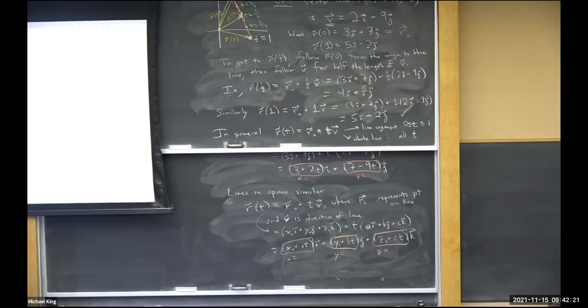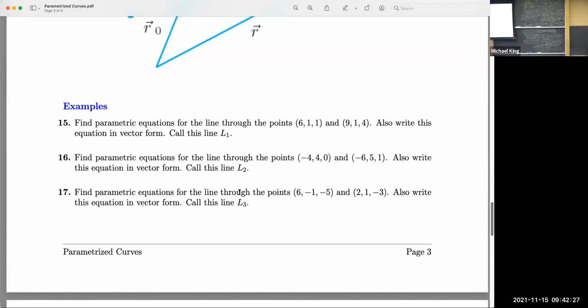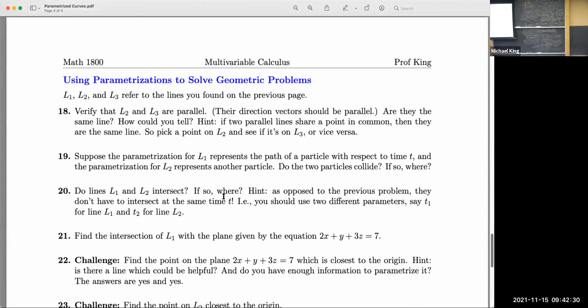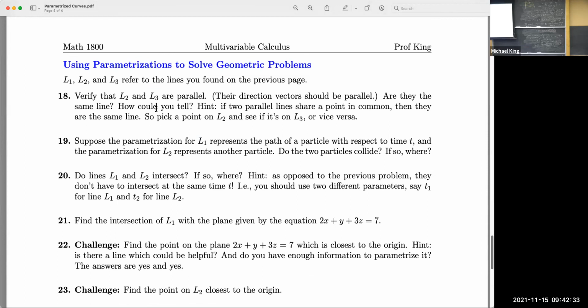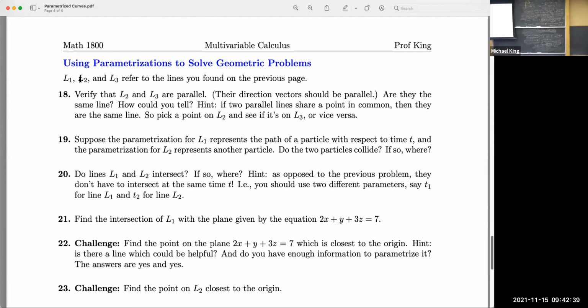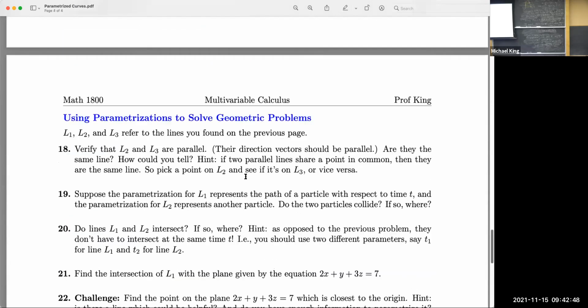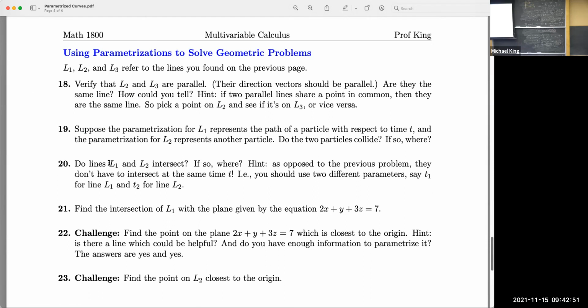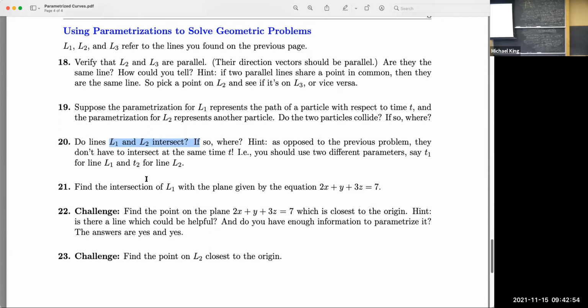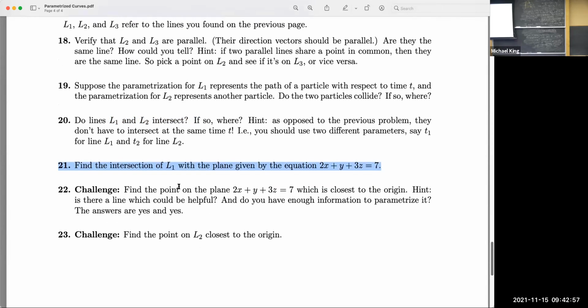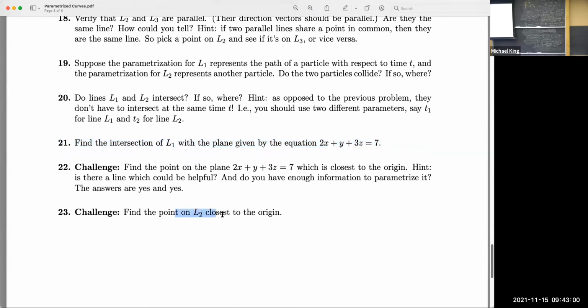Go back to the screen share. Okay, so the last page of this handout is about this idea that now that we know how to write down lines in space, we can solve some geometric problems. So at the bottom of page 3, this isn't too bad. You can write down what these 3 lines are. And then you can start to verify things like do these 2 lines intersect? Can I intersect this line with a plane? Can I find a point on a line closest to the origin? And these are all solvable problems now.